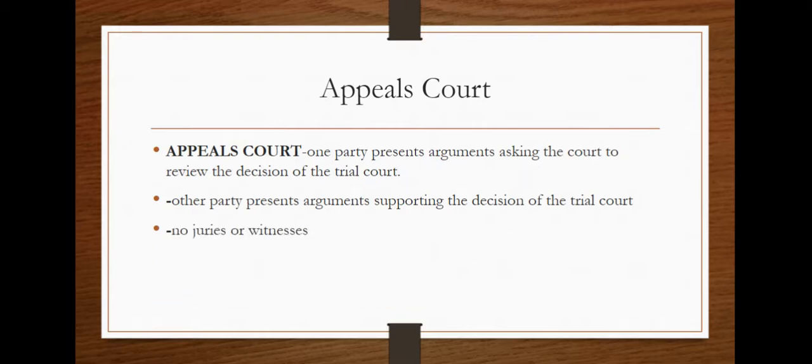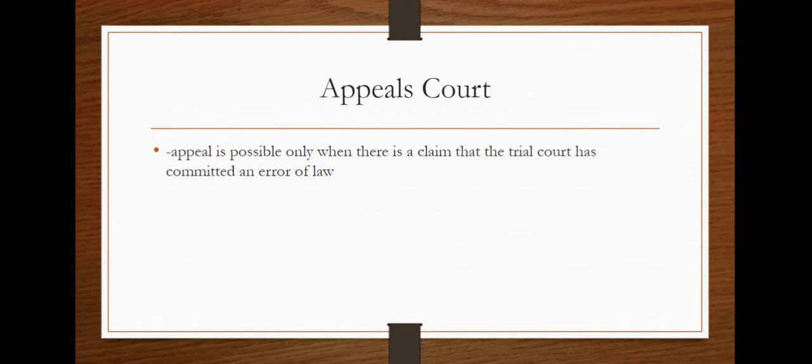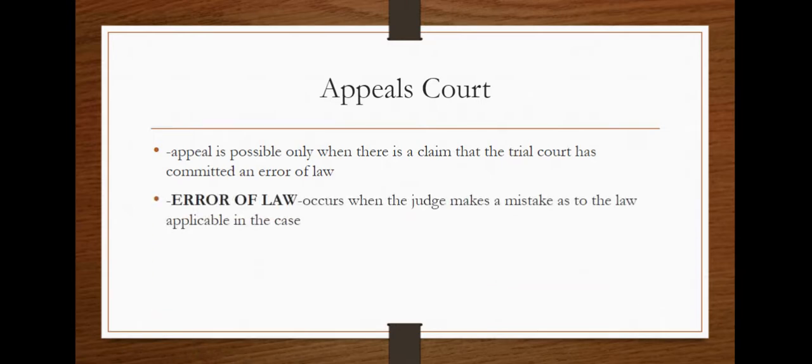There are no juries or witnesses. No new evidence is presented. It is only lawyers that appear before the judge to make legal arguments. Now, for an appeal to go forward, you must show there has been an error of law. An appeal is possible only when there is a claim that the trial court has committed an error of law. Now, what is an error of law? That occurs when the judge makes a mistake as to the law applicable in the case.